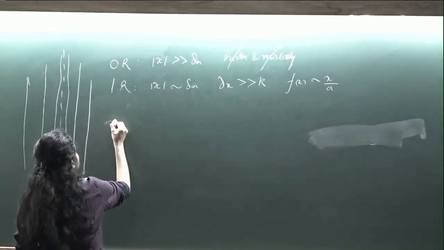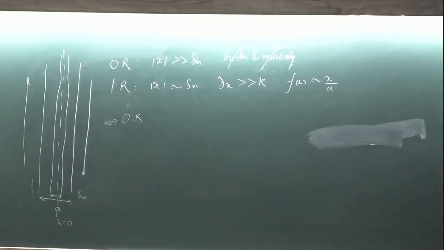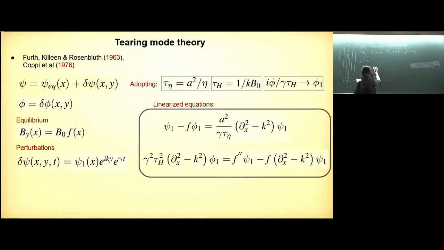So let me start with the equations in the outer region. If I look at the outer region, I'm going to ignore the resistive term and the inertial term. So I get basically phi1 equals psi1 by f of x. And then I have delta x square minus k square minus f double dash by f, times psi1, equals 0. Here note that f double dash is like the gradient of the current. So that is sort of important.